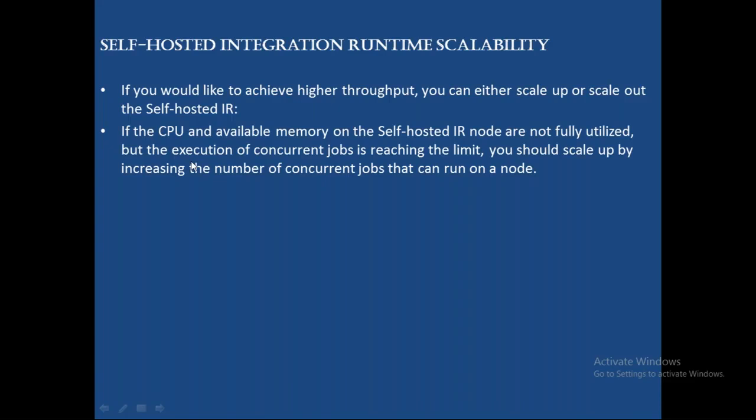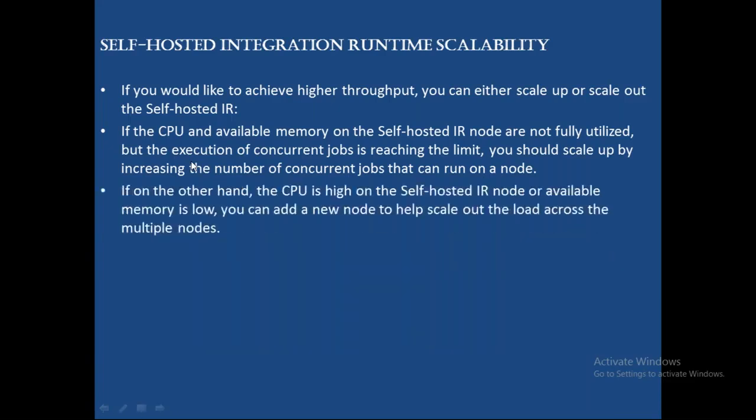Okay, so there is another case where you are not reaching the number of concurrent jobs, but your CPU and your memory are already completely utilized. In that case, what do you need to do? See, if on the other hand the CPU is high on the self-hosted IR node and available memory is low, CPU is high but memory is low, you can add a new node to help scale out the load across multiple nodes. What they are saying is, you can add other machines, other servers, to the existing server to get more memory, because we already have CPU. So you just add other nodes with memory.